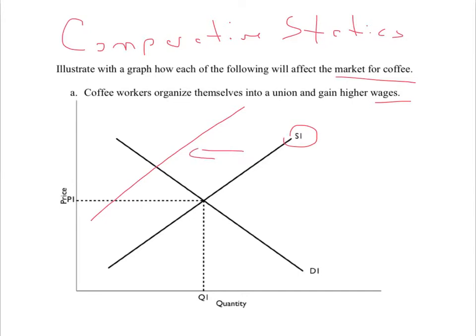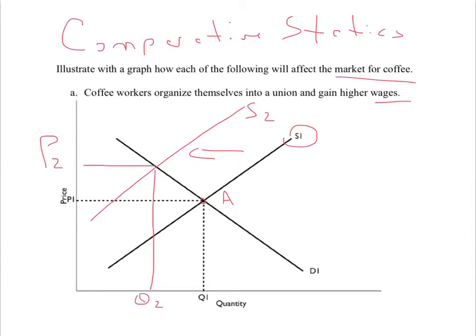The supply curve shifts to the left, say from S1 to S2, and this will take us from equilibrium A. This was the initial equilibrium, price of P1, quantity Q1. This will take us to a new equilibrium price, we call that P2, and a new equilibrium quantity, we call that Q2.